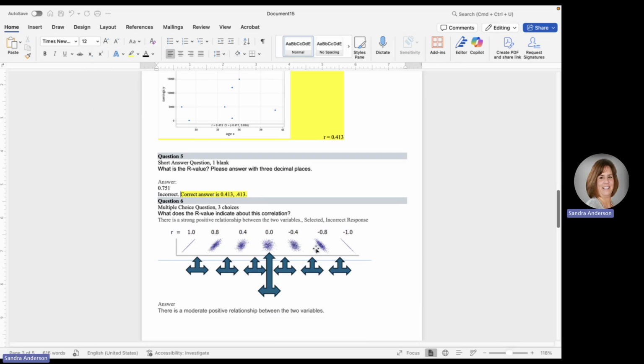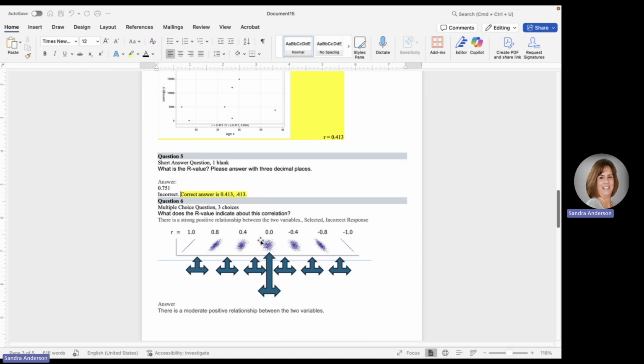relationship. This would be a moderate negative relationship if your R value fell between negative 0.4 and negative 0.8. And if it falls between negative 0.8 and negative 1, then you would say that's strong. So again, as it gets closer to the ones on either side, negative or positive, it gets stronger. And the closer you get to 0 in the middle, the weaker our correlation is between the two variables.